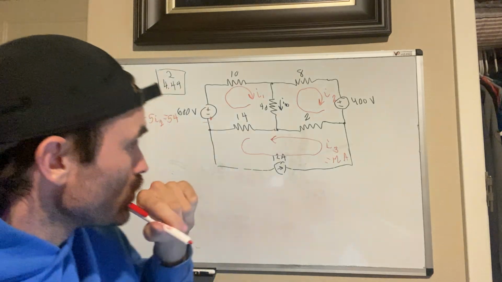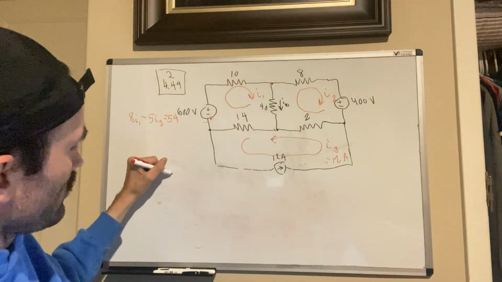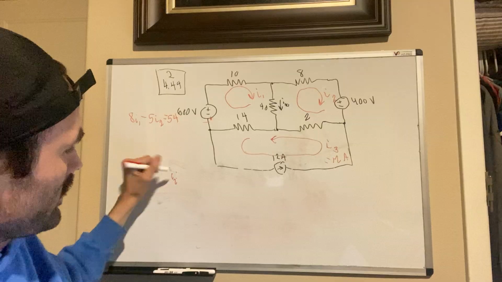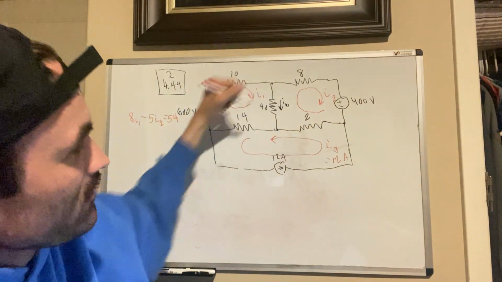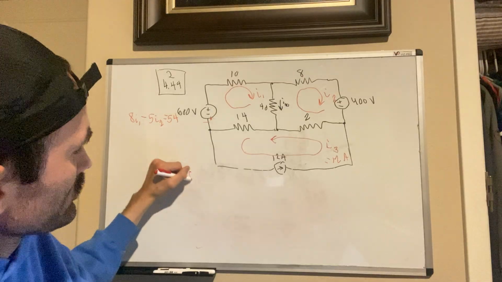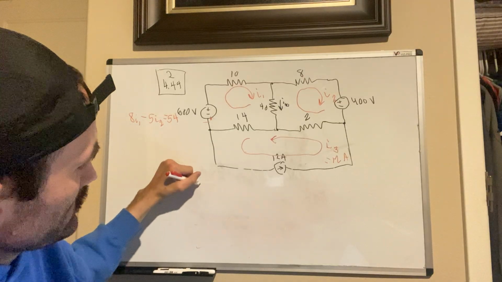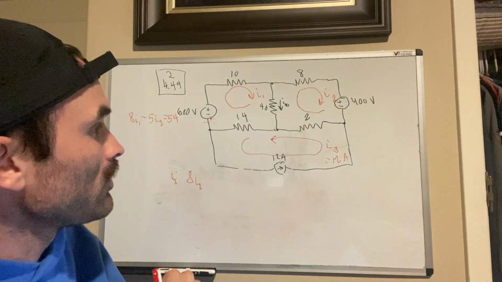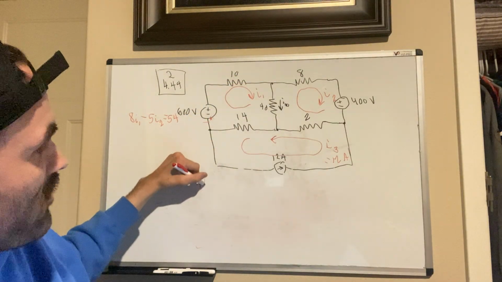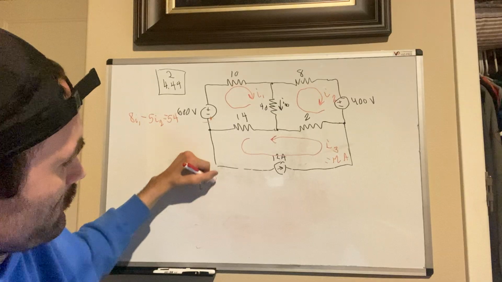Okay, so let's do mesh number 2. So this is for mesh I2. Let's start at the top again. So we have 8 times I2, remember V equals IR. So 8I2, and now the current is going into the positive terminal of the 400 volt source. So we have plus 400.